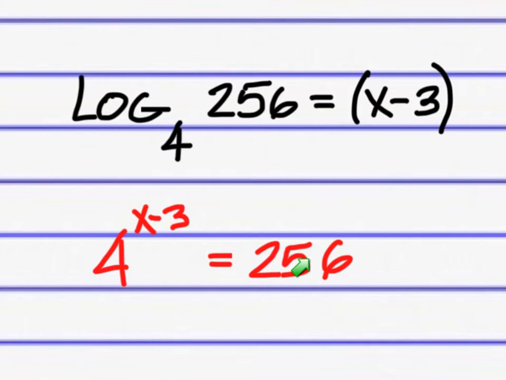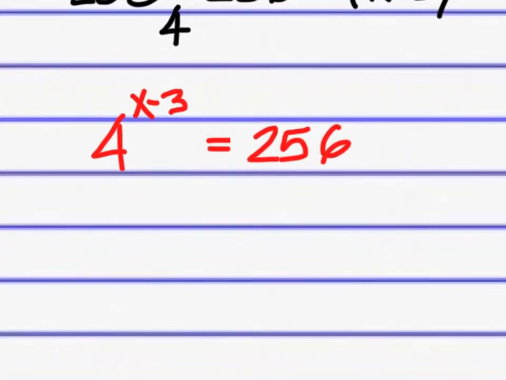Some of these you can guess and check on. Plug in a 7, does that work? Plug in a 9, does that work? Some of these you can't do that on, so you have to know what to do. One way you can do this is to try to change this base. This is 256 to the 1st power. What we want to do is to change it to a base of 4. We need some exponent to put on that 4.